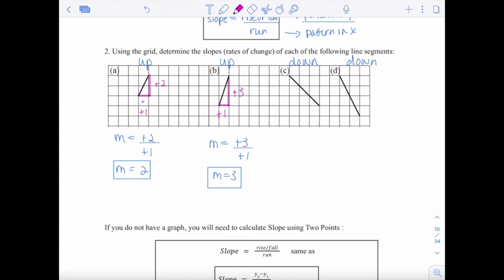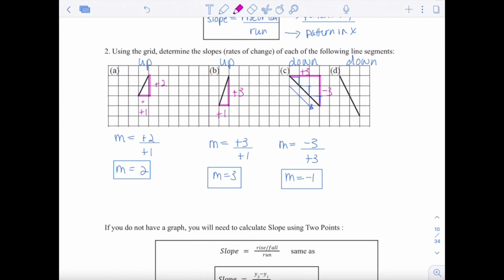Now, again, I'm going to ask you to keep in mind that the run always goes from left to right. Instead of going like this and like this, it's not wrong, but what I would recommend is keeping your run positive from left to right. So this is plus 3, and now I have a fall, so my fall is minus 3. I get my fall of negative 3 over plus 3. My slope here is negative 1. What that means is it's decreasing with a fall of 1 when my run is 1. So I go across 1, down 1, across 1, down 1, across 1, down 1.